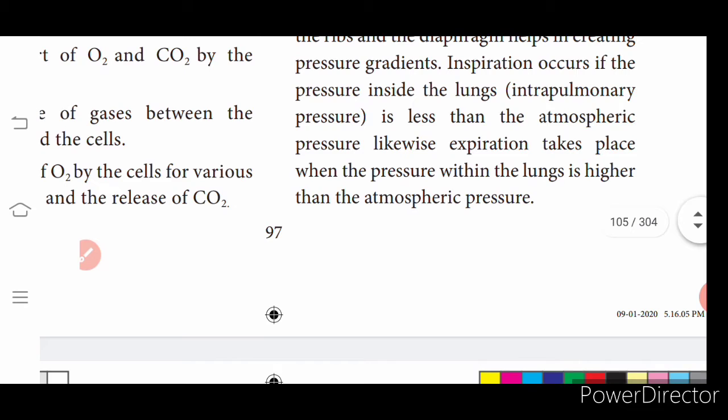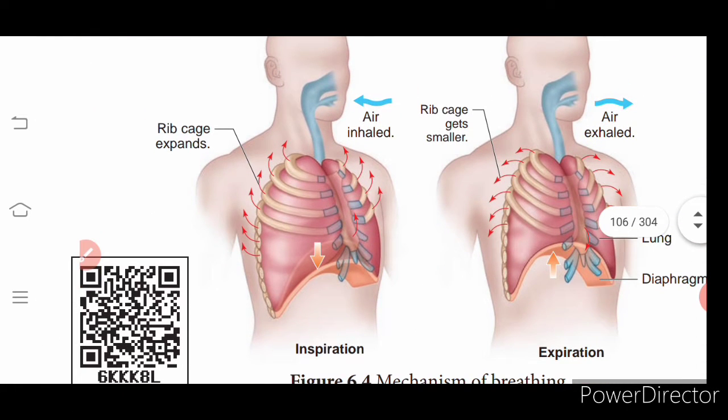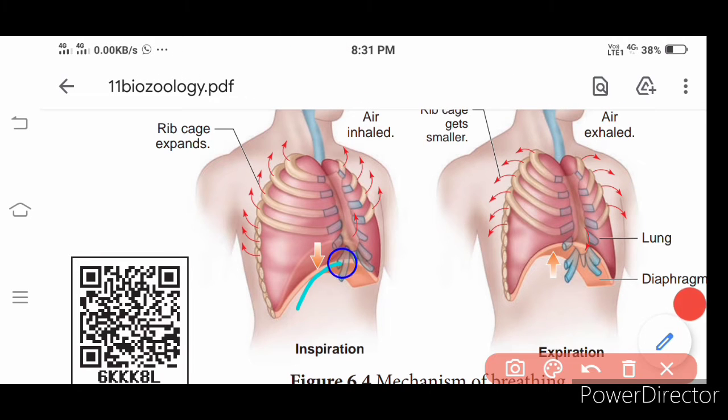Follow? So inspiration occurs if the pressure inside the lungs is less. Okay, expiration occurs when the pressure inside the lungs is more. Do you follow? So you can see here the diaphragm is present in this region. Okay, and these are all the rib cages. Okay, so then the movement of the ribs occurs by the intercostal muscle, external and internal intercostal muscle. Follow? So this is the diaphragm here.